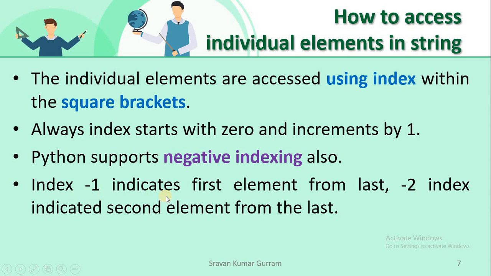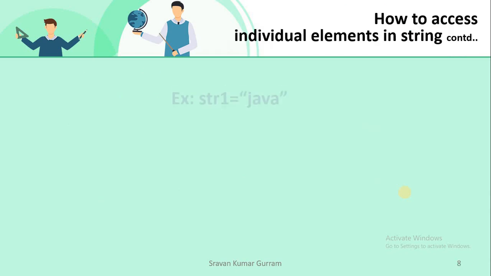Index -1 indicates the first element from the last, or in simple terms, the last element. If the index value is -2, that indicates the second element from the last. In this way, you can use negative index also to access the elements. For example, see, I am creating a string. For that, the syntax is string variable name str1, assignment within double quotes, or you can use single quotes, then write the string constant or string value. So here Java is my string value.